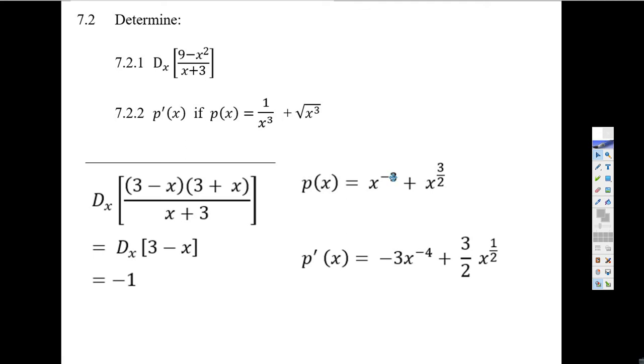And the derivative rule we have is we take negative 3, multiply it by whatever's in front, and then subtract 1. Well, negative 3 times 1 is negative 3, and minus 3 minus 1 is minus 4. And that's your answer. That's the derivative. You can leave it like that. Here we go, 3 over 2 times 1, and 3 over 2 minus 1 is 1 over 2. So there's your final answer for the derivative of the function p of x there. Okay, that's it.